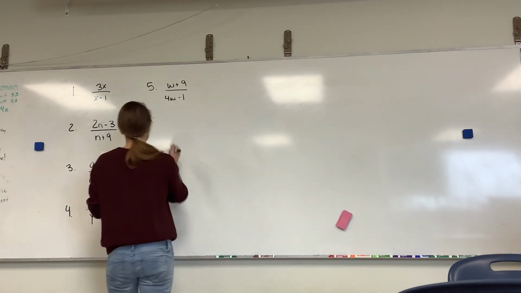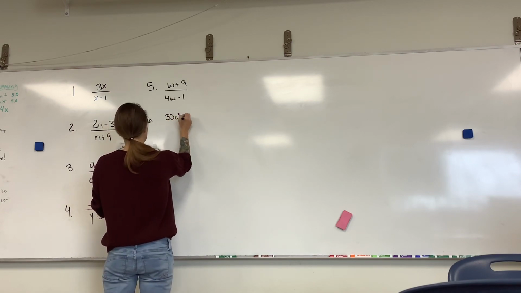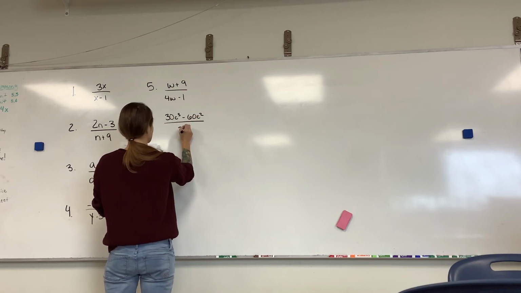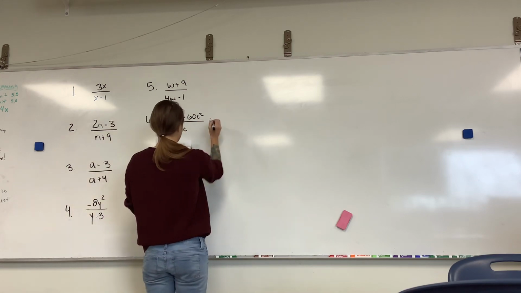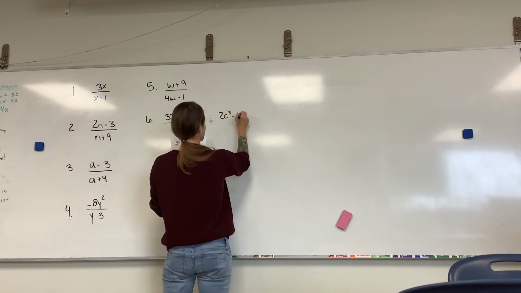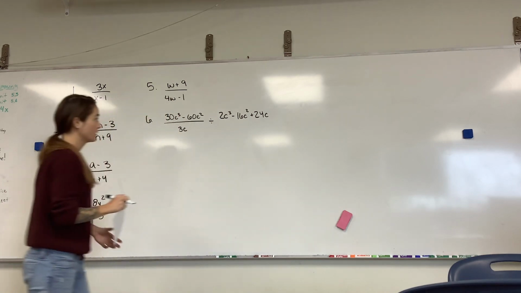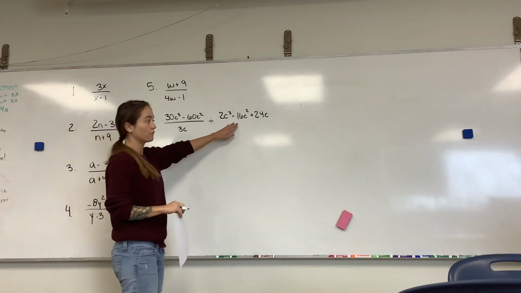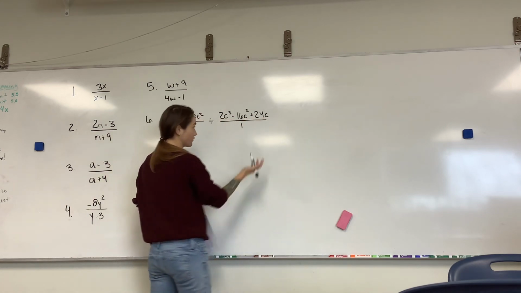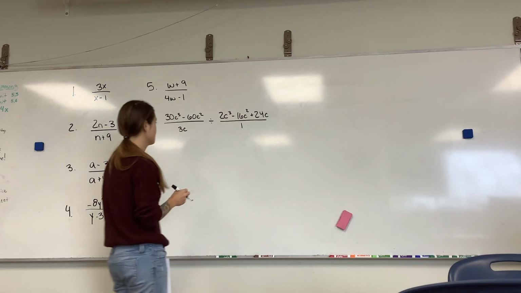Number 6 says 30c cubed minus 60c squared all over 3c, and then it says divided by 2c cubed minus 16c squared plus 24c. Okay, please recognize that if you only have one term, this is the same exact thing as if I say over 1, right? Because if you divide anything by 1, you're left with the same expression.